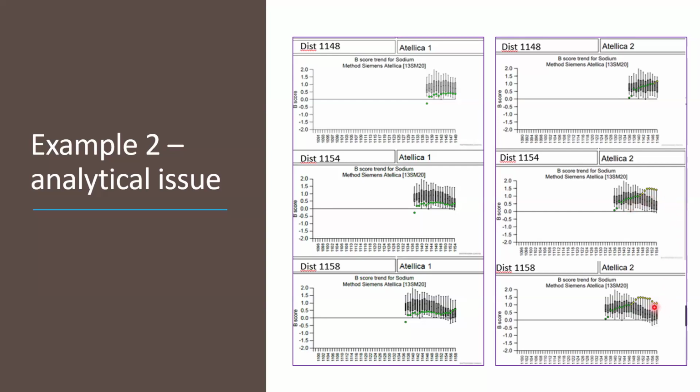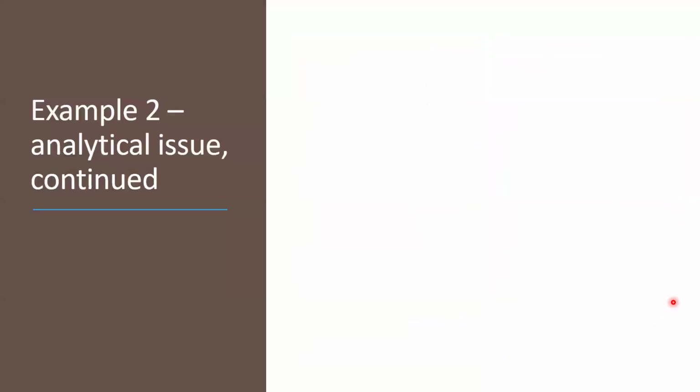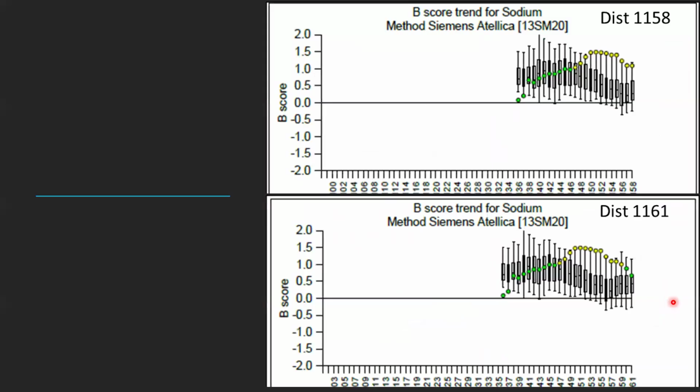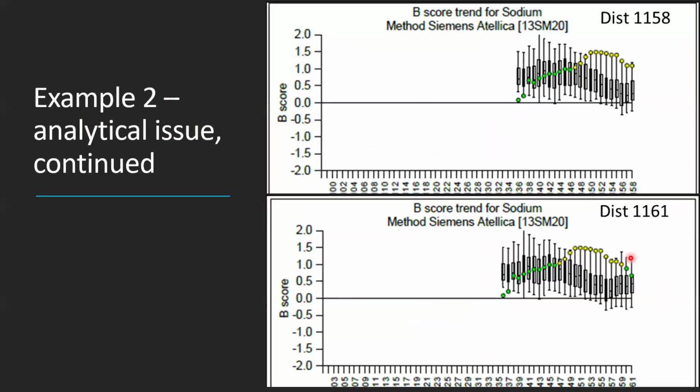When this was spotted and rectified, we can see the improvement in the distribution. And when the issue was finally resolved, we can see that we are going back now to the acceptable range for the bias in distribution 1161.